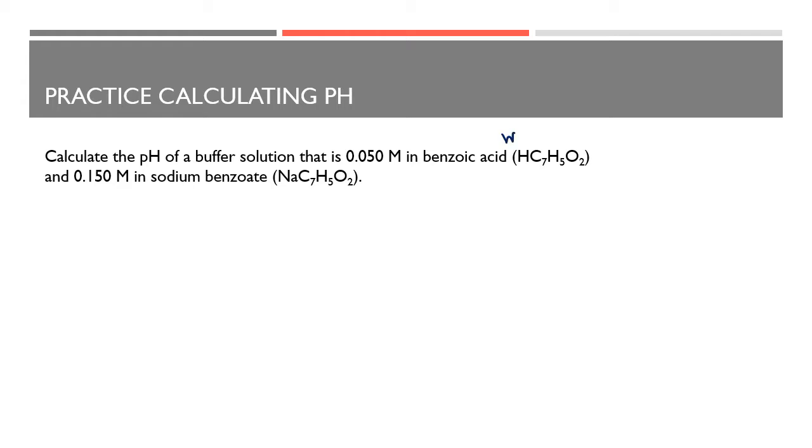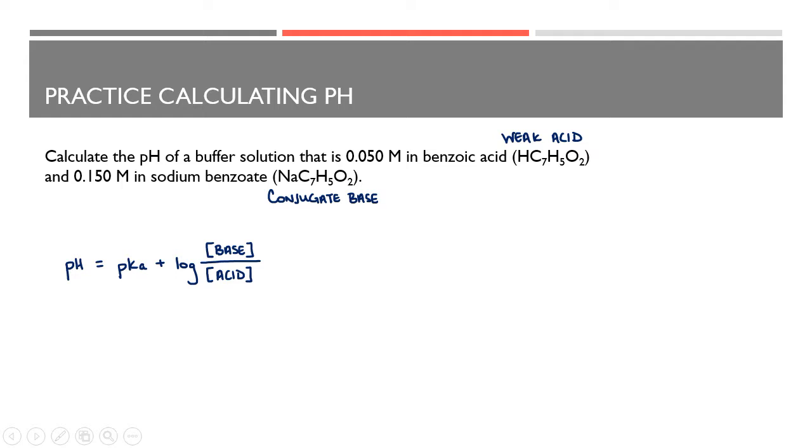So here we have: calculate the pH of a buffer solution that is 0.050 molar benzoic acid. This is the weak acid. And then we have another solution in there. It's actually a salt, but it's going to be the source of our conjugate base ions. So we have a 0.150 molar sodium benzoate solution, and that benzoate is our conjugate base. So the pH is equal to the pKa plus the log of the concentration of our conjugate base over the concentration of our weak acid.